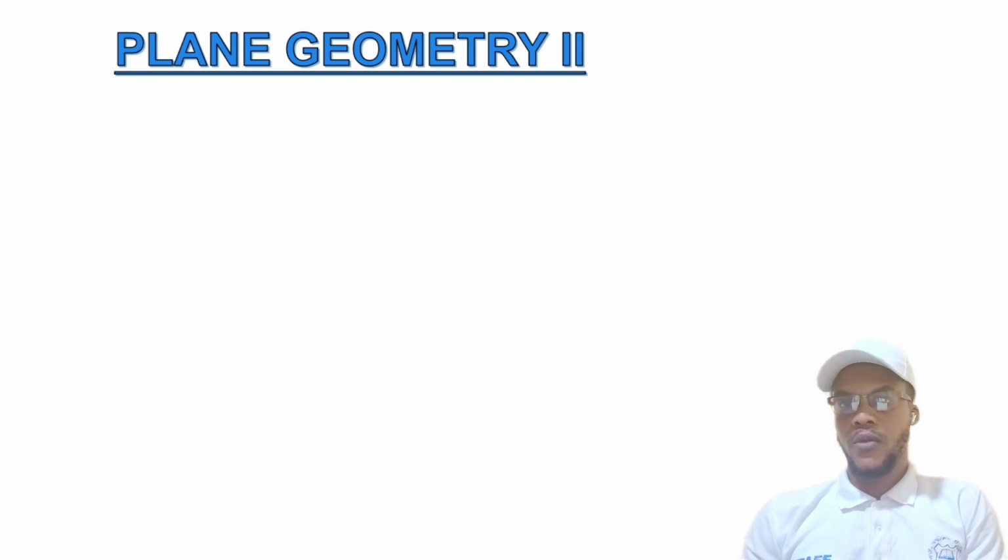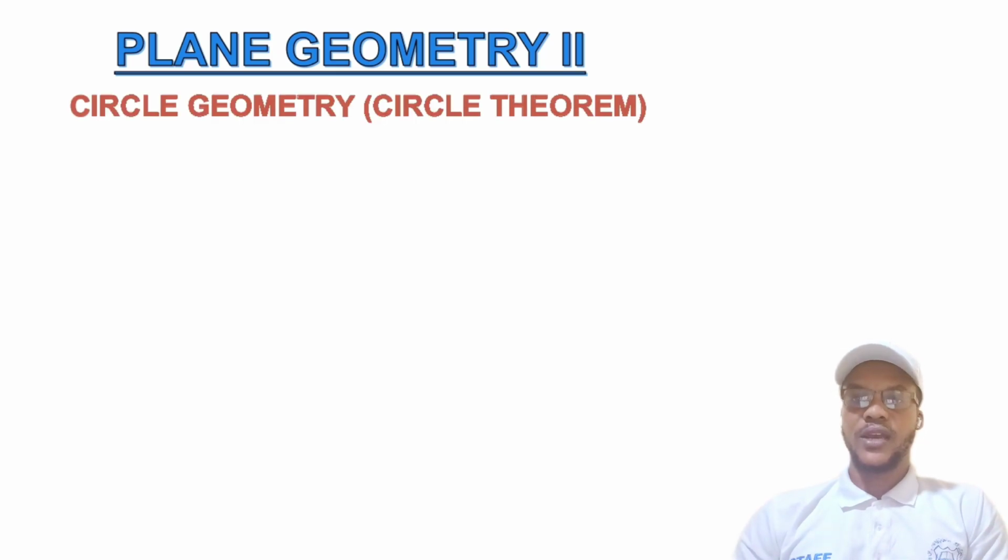All right, so we have plane geometry 1, which deals with angles, line segments, and all that. But when we talk of plane geometry 2, we are dealing with circle geometry, that is circle theorems. As I said, we are going to treat this as a whole topic, a whole concept. We are going to look at the theories of circles. So this one deals with properties.